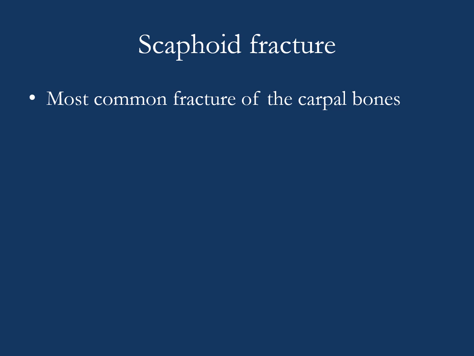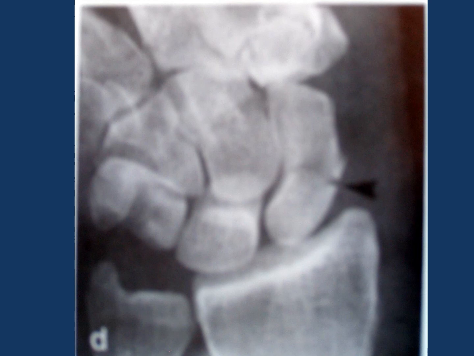For carpal bones, the most common fracture involves the scaphoid or navicular bone. Here is an example of the navicular bone fracture.